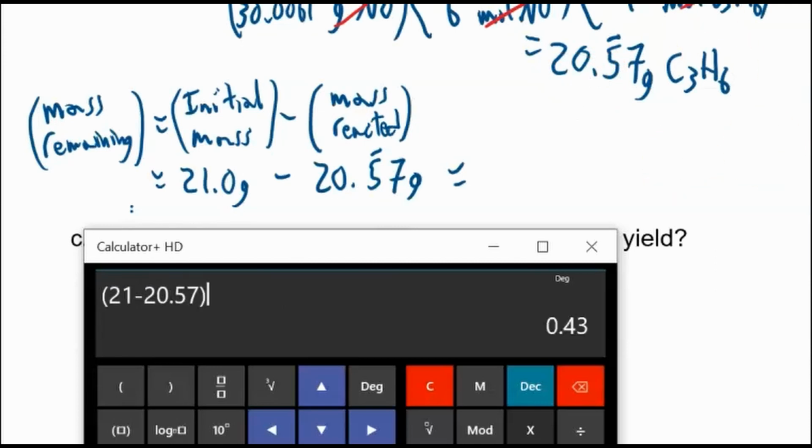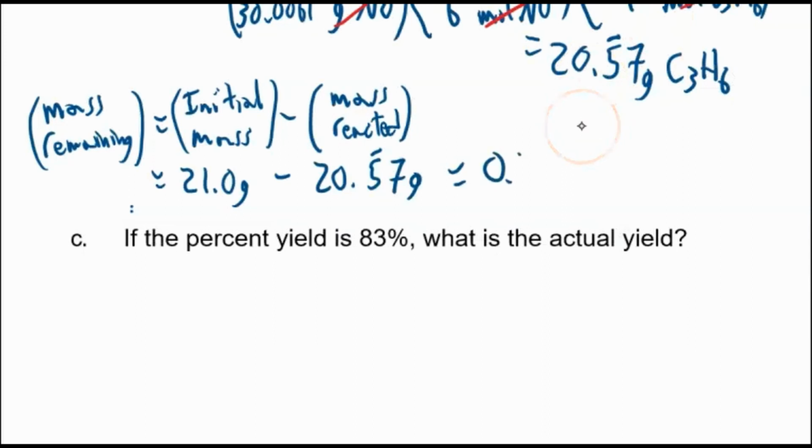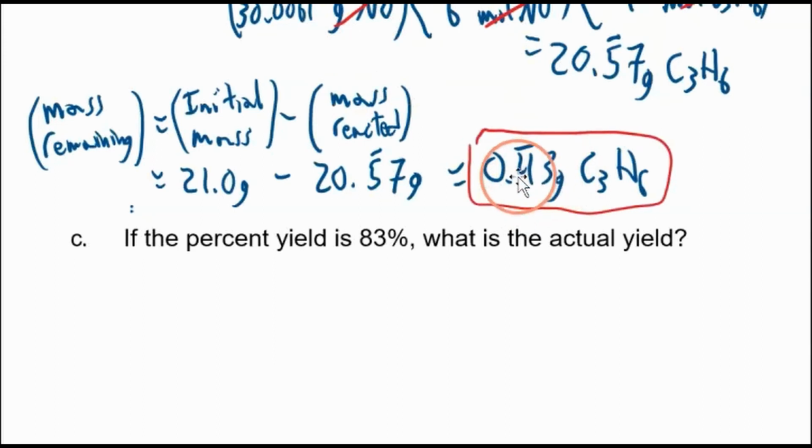20.57. Okay, so 0.43 grams, 3 grams of C3H6. Now, this is significant to 1 decimal place, same as this one. Therefore, our answer is only significant to 1 decimal place. So your full answer would be 0.4 grams of C3H6, just 1 decimal place here.